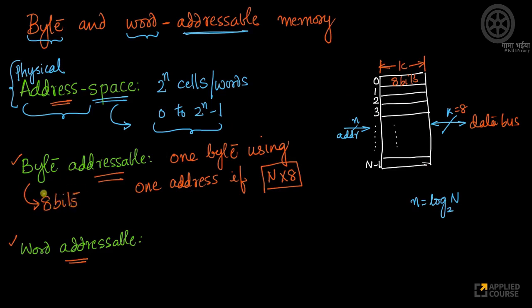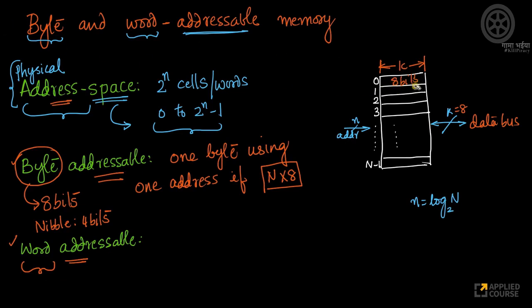Similarly, there is also some other terminology. There is this terminology called nibble. Nibble means 4 bits. So a byte is a fixed number of bits. On the other hand, the word is not a fixed number of bits. For example, this memory has a word size of 8 bits.